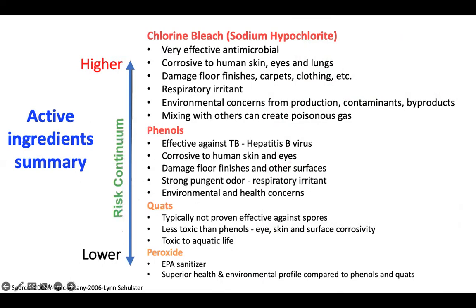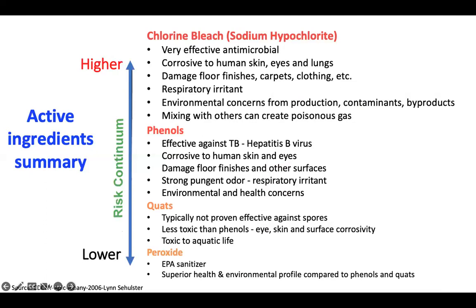Here's a risk assessment of some of the common active ingredients in commonly used antimicrobials. As you can see, the lower it is, the safer, with less risk. For example, peroxide is at the lowest risk. Chlorine bleach is actually at the highest risk, and it is effective. However, it is highly corrosive to human skin, eyes, and lungs, and it can damage floor finishes, carpets, clothing, and also can irritate the respiratory system, can cause people to get sick and have lung problems, and also there are big environmental concerns.